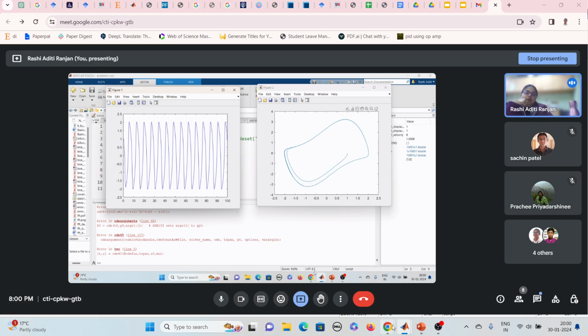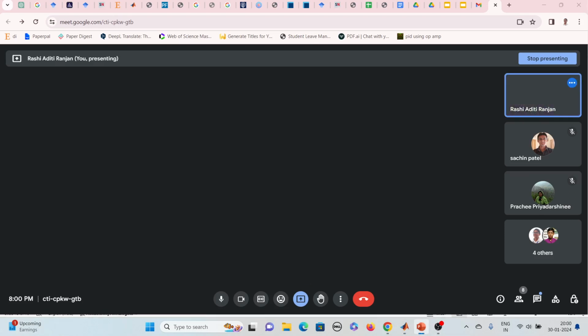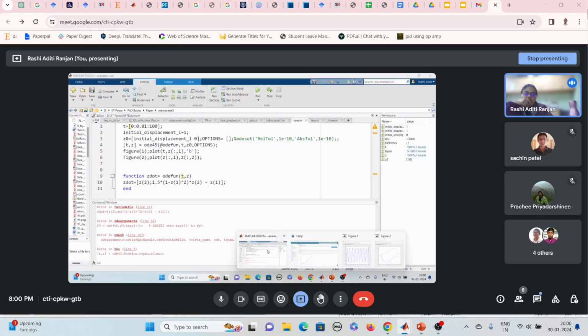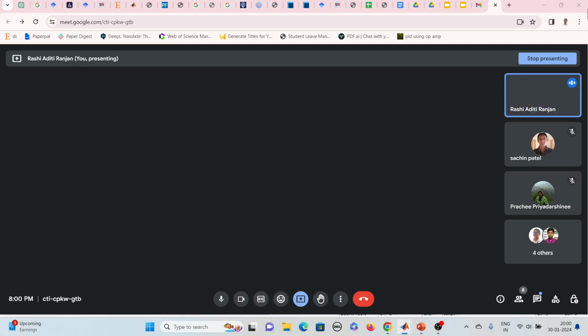Okay, so now as the question says, the response of the system after 10 seconds as the initial condition changes from 1 comma 0 to 2.5 comma 1. So what am I going to do? I'm just going to change the initial conditions here. It will be 2.5 and it will be 1. I'll just simulate the system, and I'll see that there is some initial difference, and after that the time response and phase plot are the same.